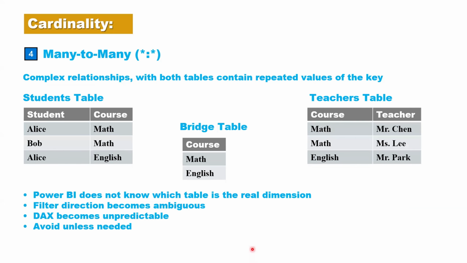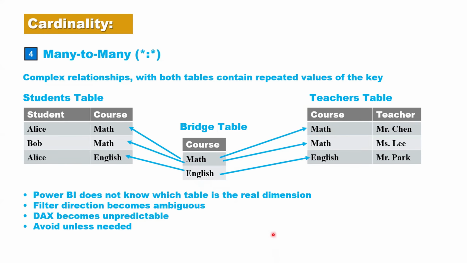To fix this, we create a bridge table that contains a unique list of courses. Then we build two one-to-many relationships. Bridge course to students course. Bridge course to teachers course. Once those relationships are created, filtering works perfectly across all three tables.